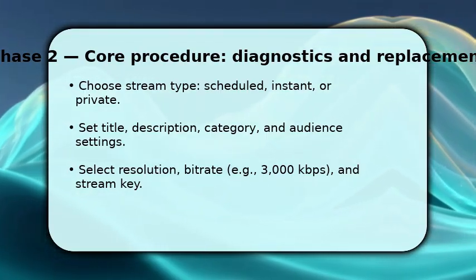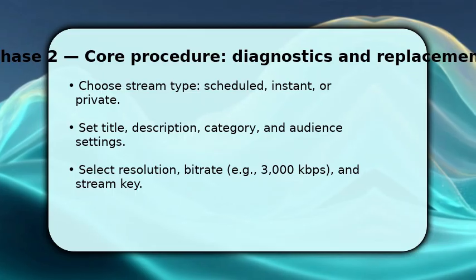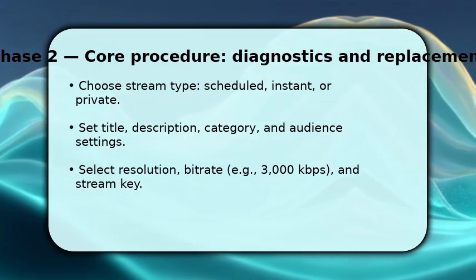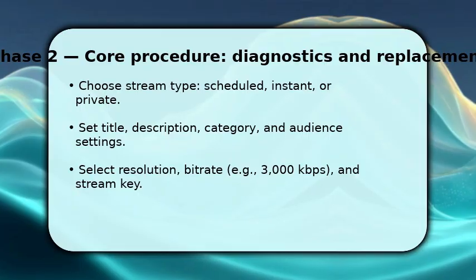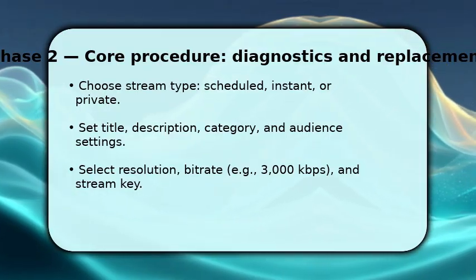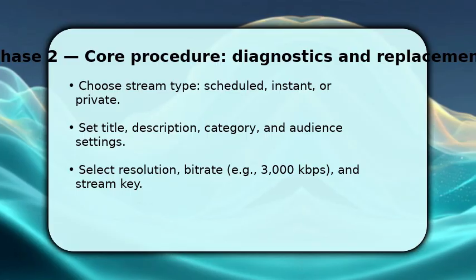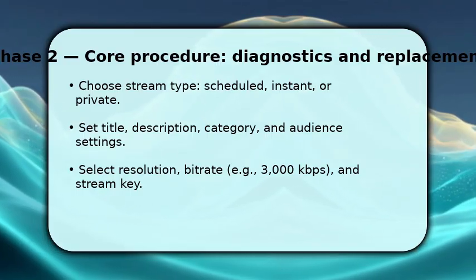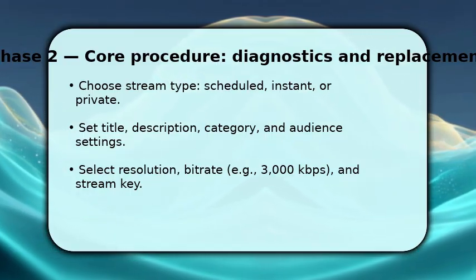Next, set technical parameters, resolution, frame rate, and bitrate. For example, 1080p at 3,000 kbps, and retrieve the stream key or connect account. Make sure to save settings. Test your preview before starting the broadcast.